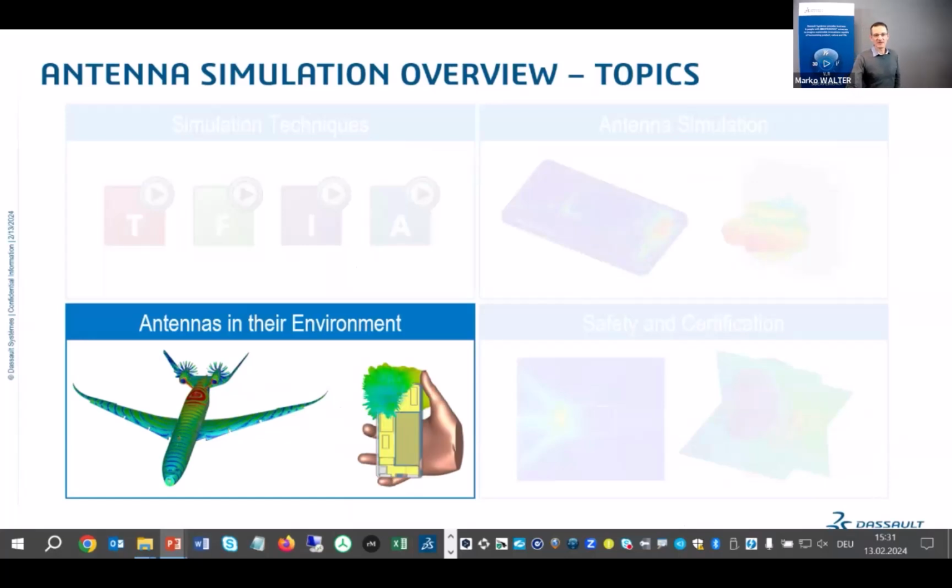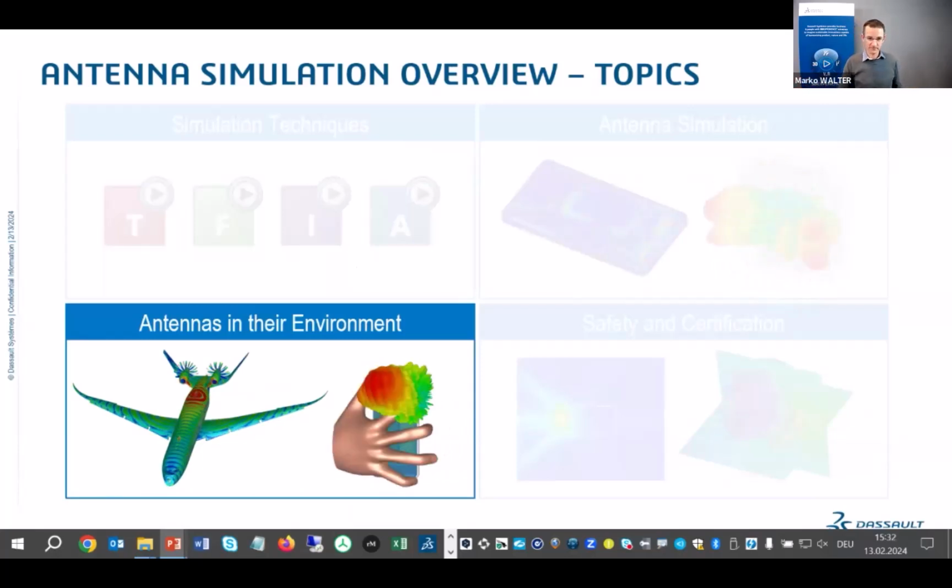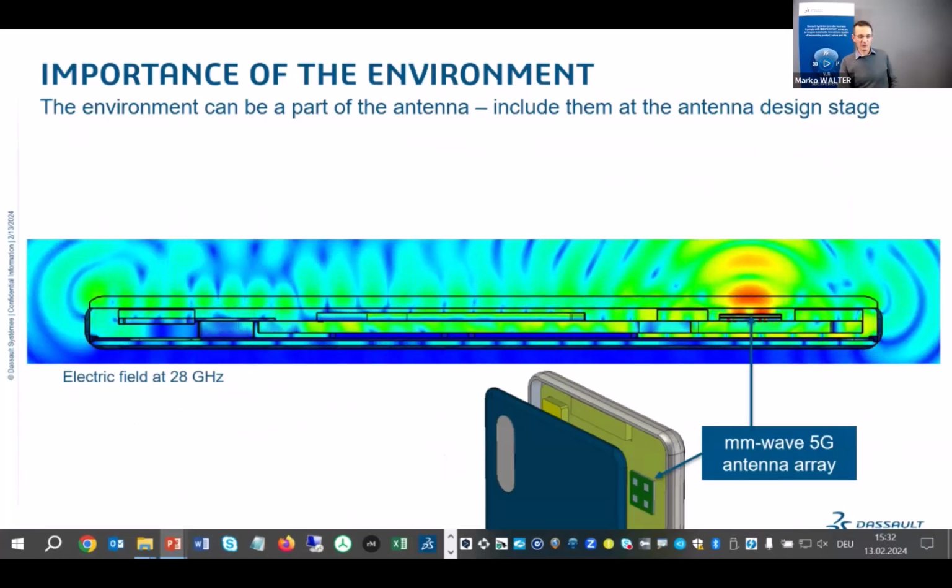Now, let's talk about the environment. Why is this so important? And here we want to talk about, firstly, antennas on things, whether it's the human body, an aircraft, a vehicle, or antennas in things. Those could be in compact environments, imagine in your phone, or in large environments, imagine a room or a factory hall. Let's start small though.